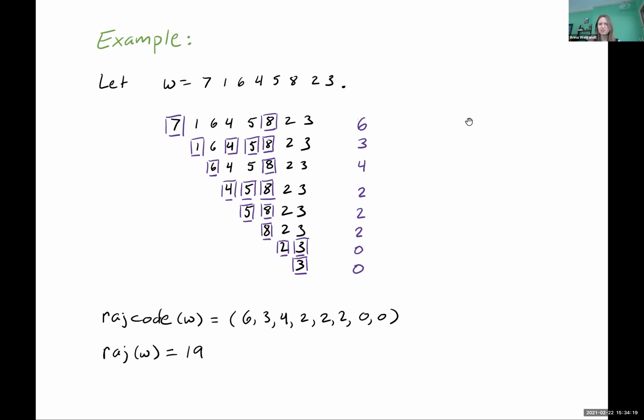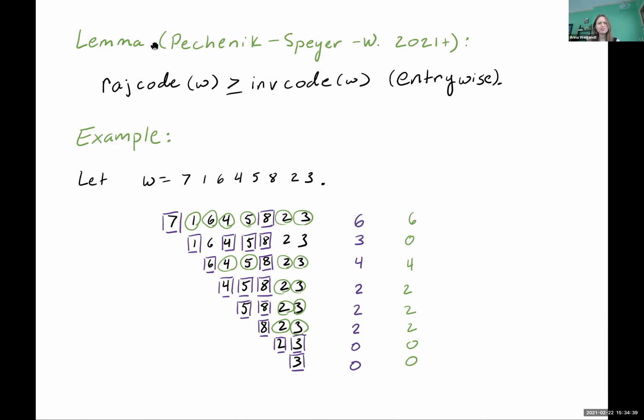Okay, so this again is the new sort of code. Are we feeling sufficiently happy? Okay. And then raj is what happens when we sum up all these different things that didn't get boxed up in this picture. Okay. So there's a nice relation between this raj code and the inversion code. Entry-wise, the raj code is greater than or equal to the inversion code.